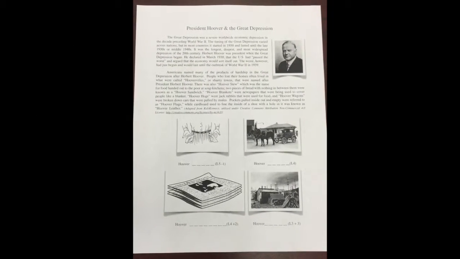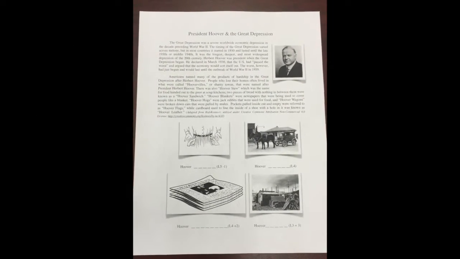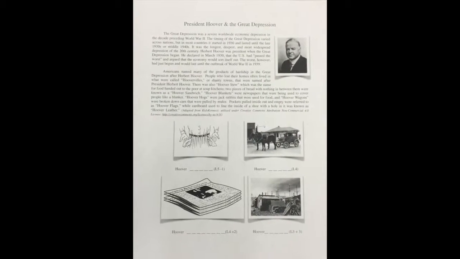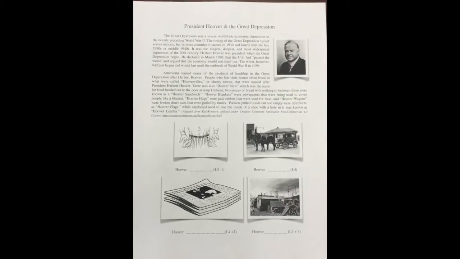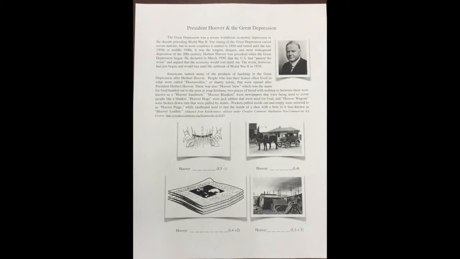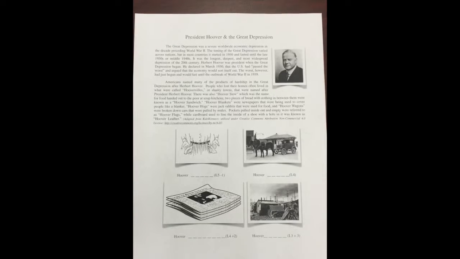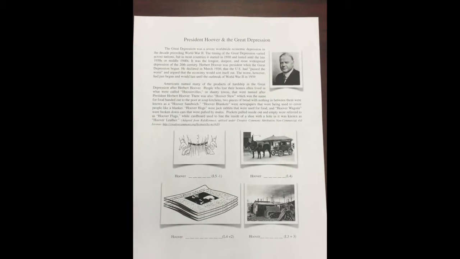The next clue in the Google Drive folder is the Hooverism clue. This is a short article about President Hoover and the Great Depression. Students will read them to understand the common Hooverisms. Students will fill in the blanks and then use those to determine the 4-letter word lock.